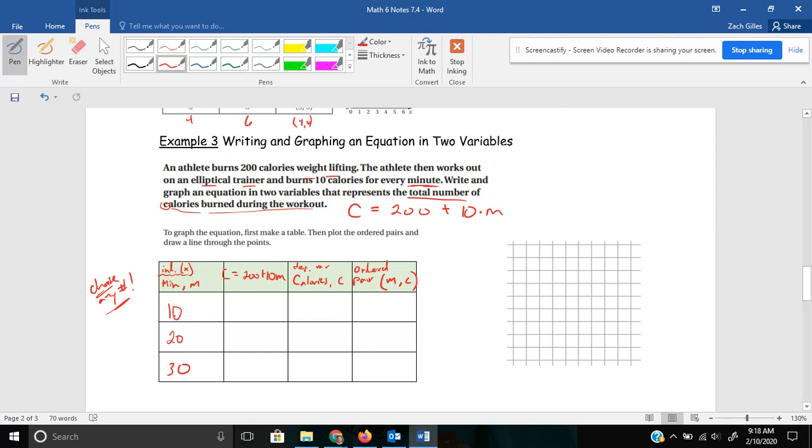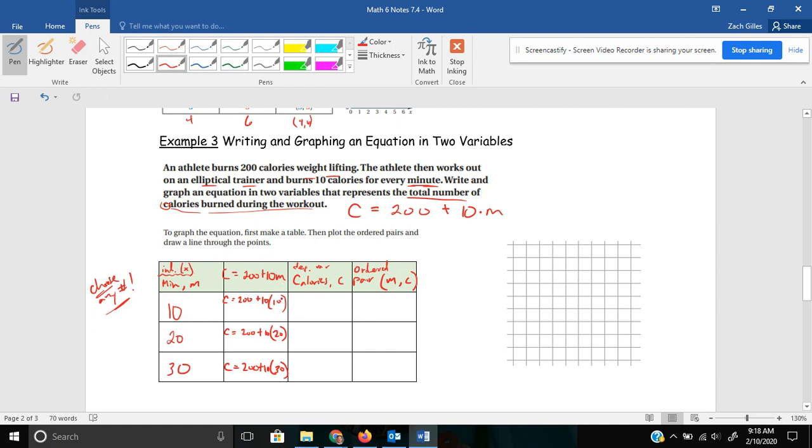Now I'll plug in these different values for m in my equation. So the number of calories would equal the 200 I burned from weightlifting plus the 10 for each number of minutes that I did it for. Well, in this case, I picked 10. Right? So all you're doing is substituting in your m in this equation. So you can do that for these ones. C equals 200 plus 10 times, in this case, 20. And lastly, 200 plus 10 times 30. Now I'll find the answer to that. I'll find the number of calories that I burned.